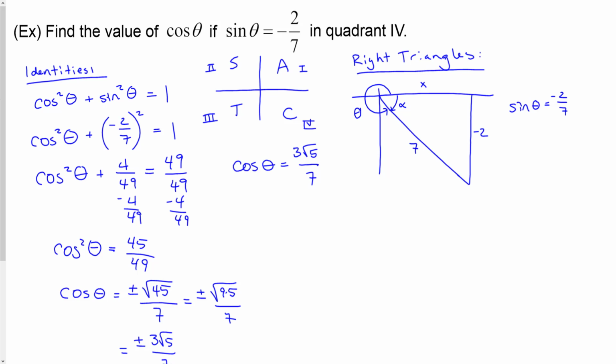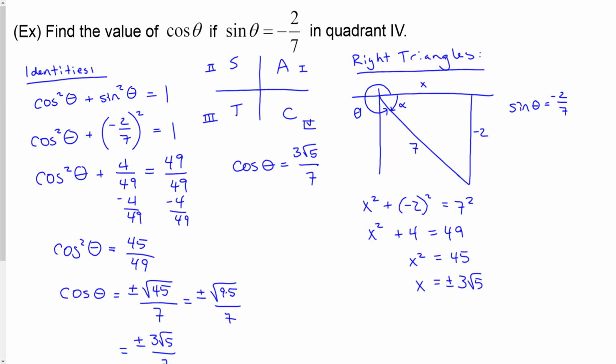So that just means I need to figure out what this length is right here. And I find that out using the Pythagorean identity. So x squared plus negative 2 squared equals 7 squared, or x squared plus 4 equals 49, or x squared equals 45. And if I take the square root, it's plus or minus, again simplifying the square root of 45, that's going to be 3 root 5.